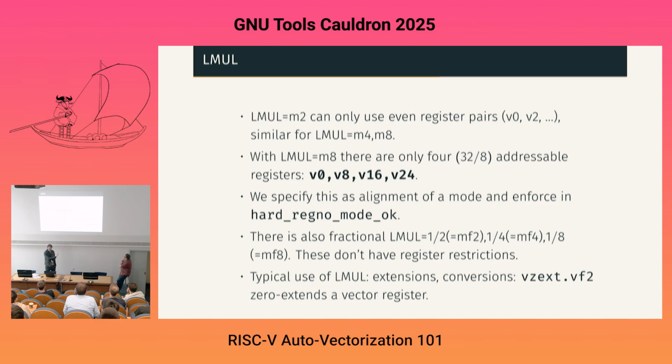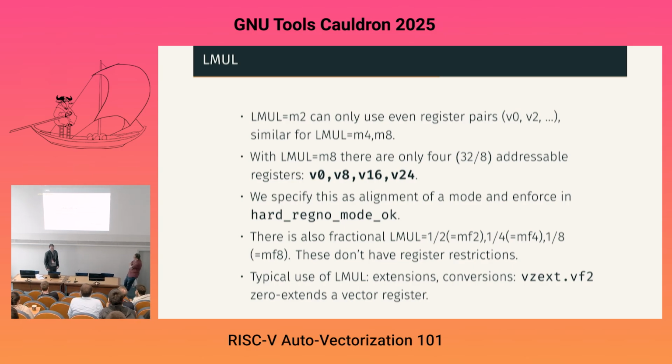LMUL 8 will leave us with 32 divided by 8, meaning 4 registers or register octs, basically. So what are you going to do with 4 registers? Not a lot. If you need to load 2 values, you can just add and store. That's it. But for more complicated loops, you're going to have difficulties.